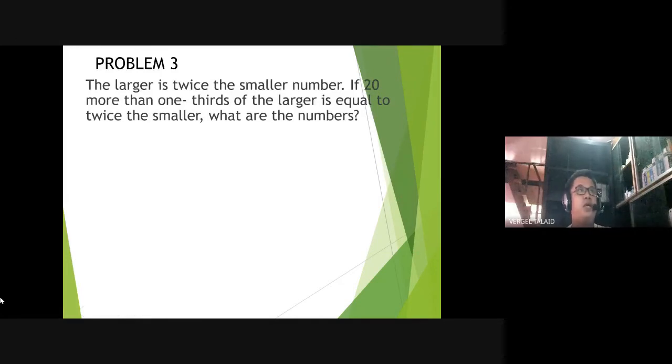So another example, problem number 3. This time we have here, the larger is twice the smaller number. If 20 more than one-third of the larger is equal to twice the smaller, what are the numbers? Again, the larger is twice the smaller number. If 20 more than one-third of the larger is equal to twice the smaller, what are the numbers?